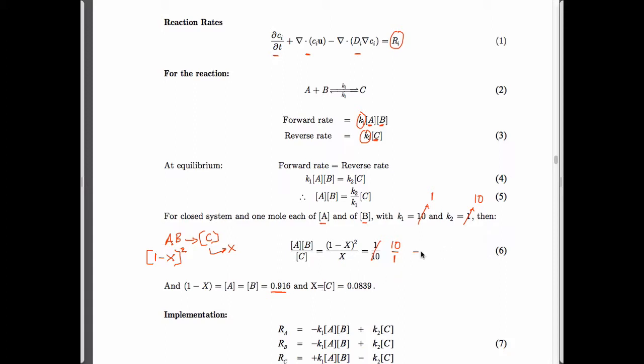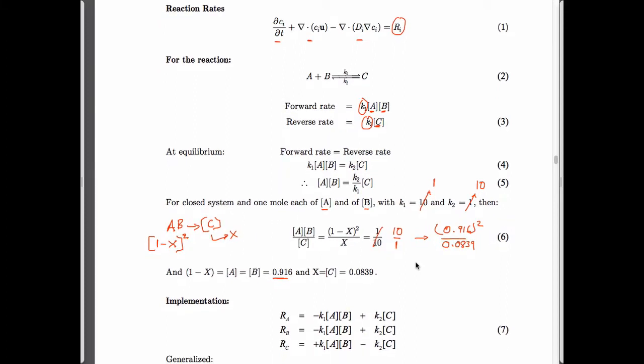And you can show that, right? It's going to be 0.916 all squared divided by 0.0839. 0.916 squared, you can do the calculation, is 0.839. 0.839 divided by 0.0839 gives you 10. And so it works out. Those are the equilibrium concentrations that we'd expect after the reactions have come to some steady state.